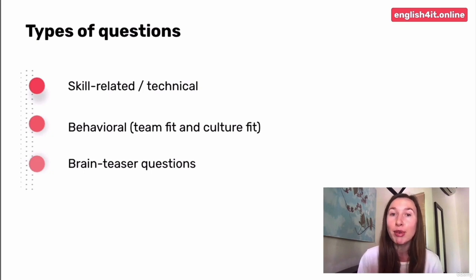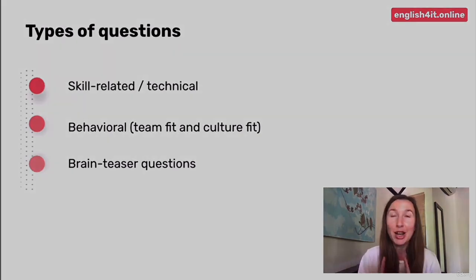And the third type, brain teasers, are the questions that would check your logic and way of thinking. However, today I'm not going to talk about brain teasers because they are not that popular in tech job interviews, because usually they will check your logic when they ask you technical, skill-related questions, right?